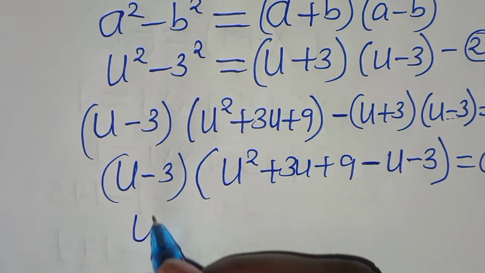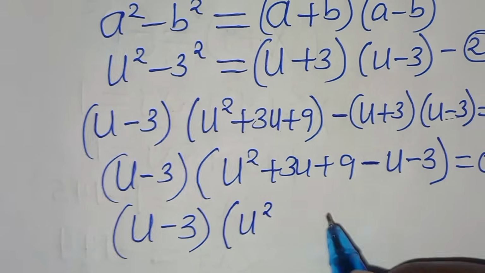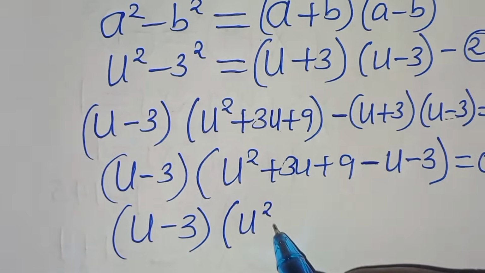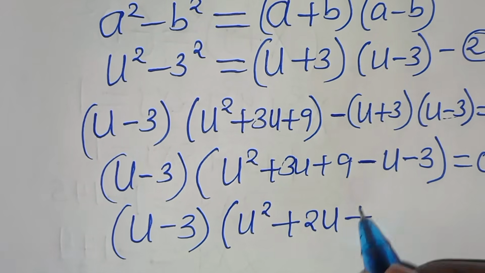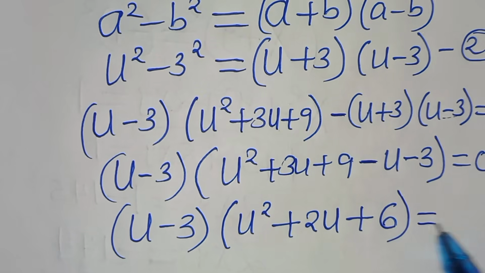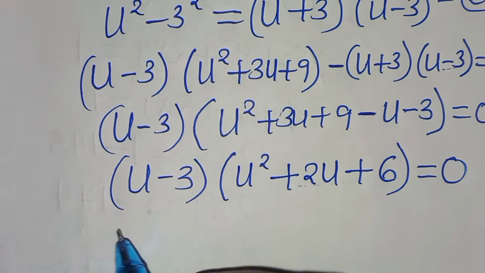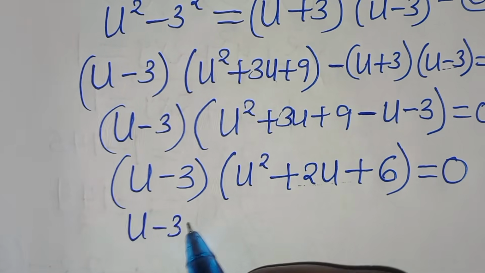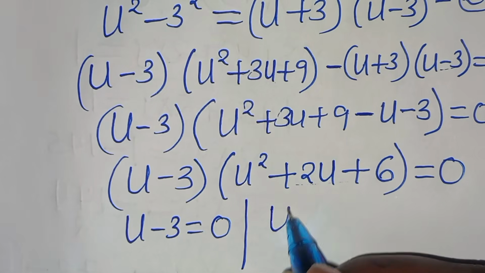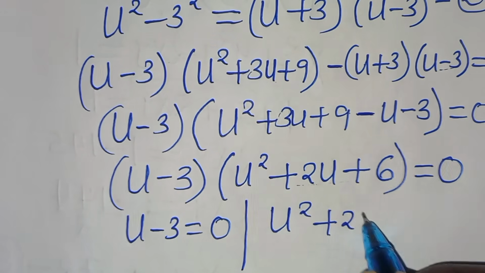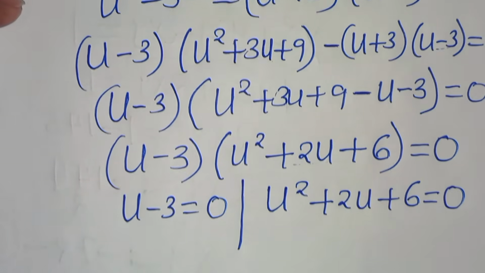So we have u minus 3, this is u to the power of 2, then 3u minus u, this is plus 2u, then we have 9 minus 3, this is plus 6, and this is equal to 0. Now we have got two parts here. The first part is u minus 3 equals 0. And the second part is a quadratic equation, which is u to the power of 2 plus 2u plus 6, equal to 0.